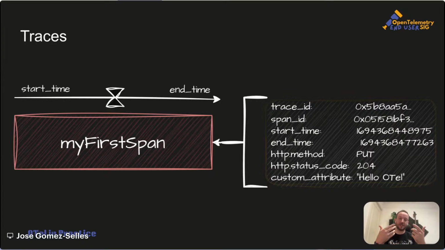And what is this span, right? As I said, a trace is a collection of spans, and a span represents an operation. So every operation I will be generating a span. And the cool thing, the important thing here is that it represents an operation with time. So you can think of it as a log that has some attributes and a time dimension on it, right?